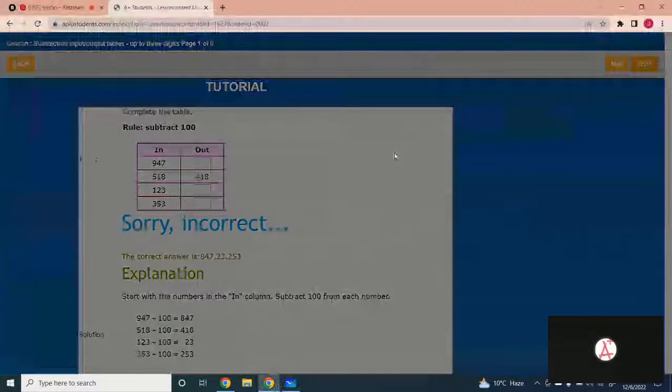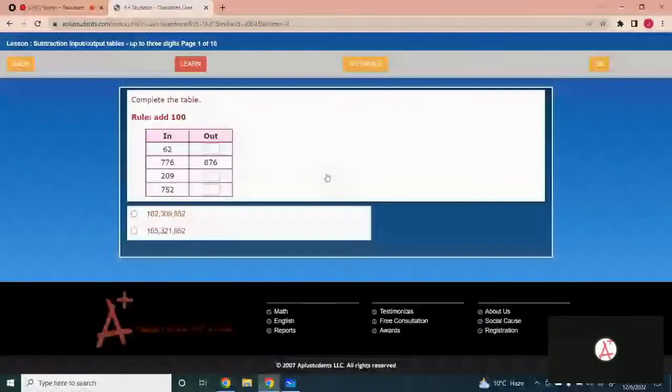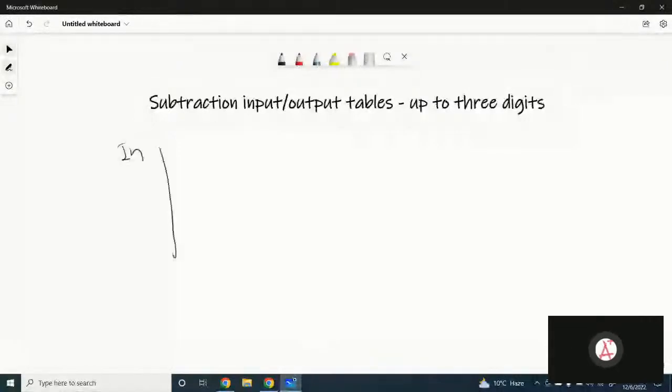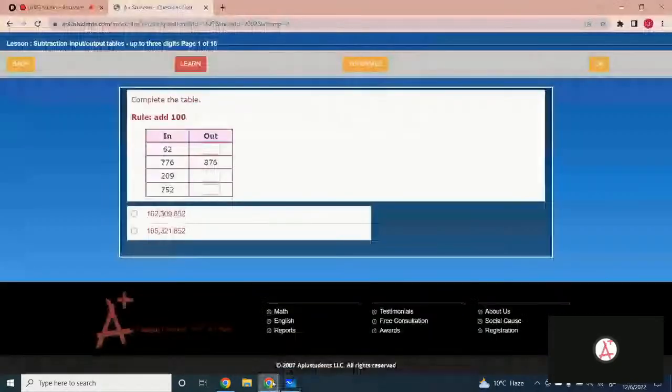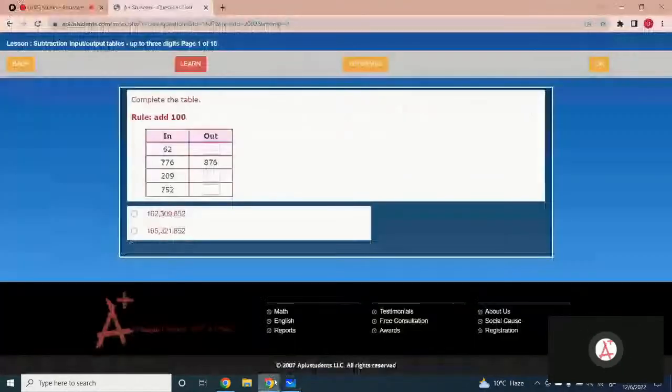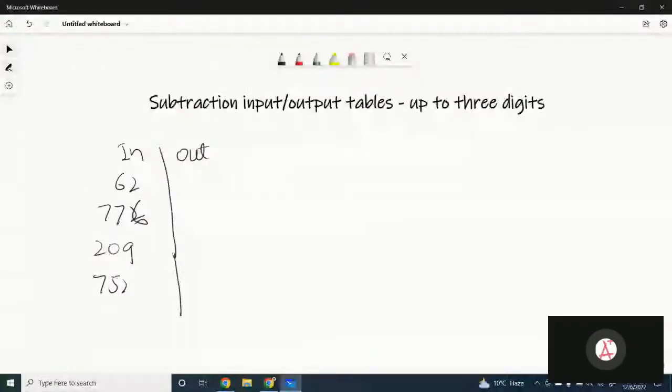Okay, complete the table. You are given the input values and the output values. You have to complete the table. That's the same we have done with the division, but here you have to either subtract or add. Got it? You just have to follow the rule. The concept of the table is the same. You have to apply the rule on the input value and you'll get the output value. Got it?